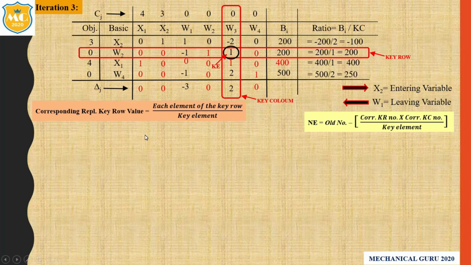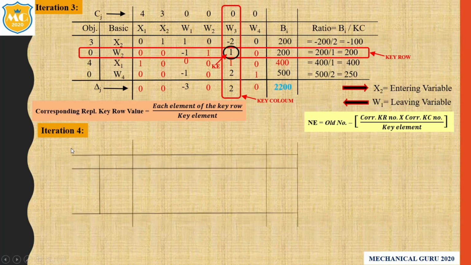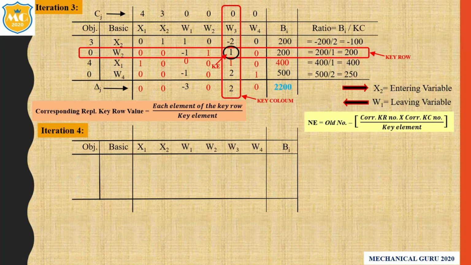Now we will go to iteration 4. Same, we have to find out the value: 3 into 200 plus 4 into 400. So here we get 2200, which means we are going in the right direction. Next, iteration 4. Same objective and basic, then we have to write down the objective function, variables x1, x2, w1, w2, w3, w4, then next profit, constraint 43000 and delta J.